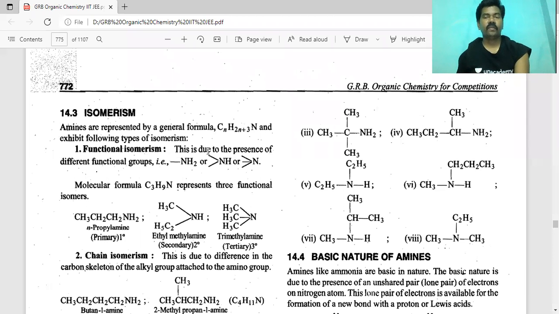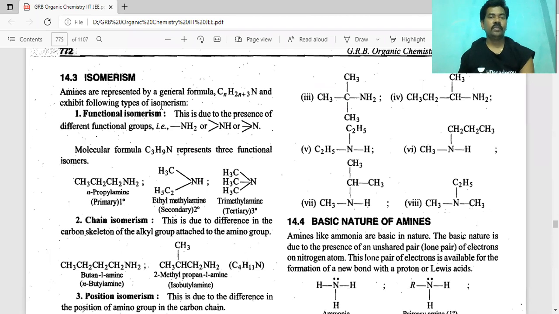Hi students. So this is the second lecture in nitrogen containing compounds. We shall start with isomerism. Already in the first lecture nomenclature is completed, and in this lecture we shall discuss isomerism.